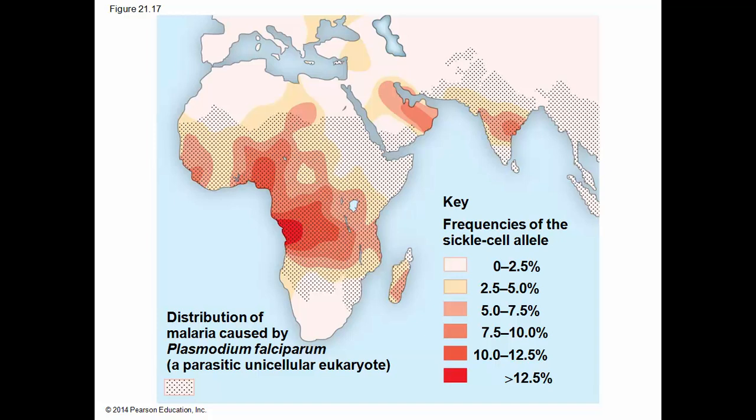If you have homozygous dominant, then you don't have the sickle cell trait, and you're not adapted to resist malaria. And if you're homozygous recessive, then you have both sickle cell traits, and your ability to transfer oxygen is compromised.